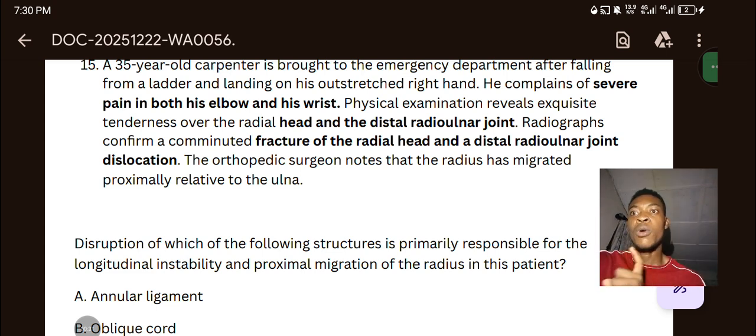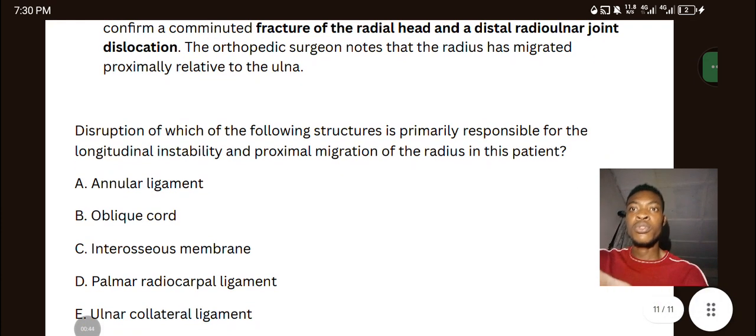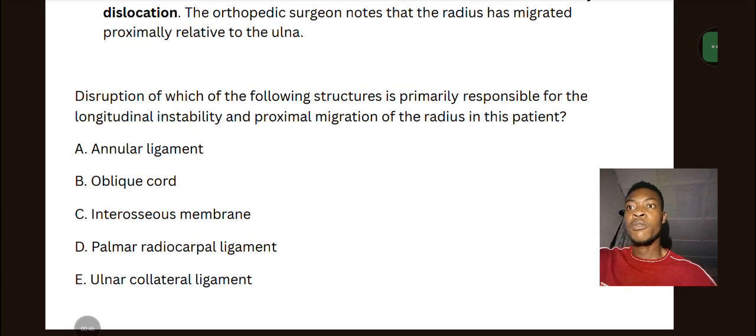Radiograph confirmed a comminuted fracture of the radial head and a distal radioulnar joint dislocation. The orthopedic surgeon notes that the radius has migrated proximally relative to the ulna. Disruption of which of the following structures is primarily responsible for the longitudinal instability of the radius in the patient?